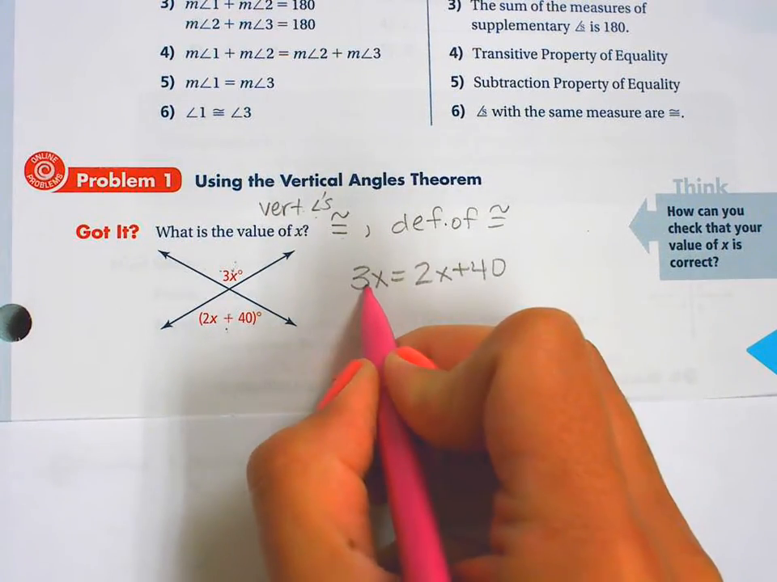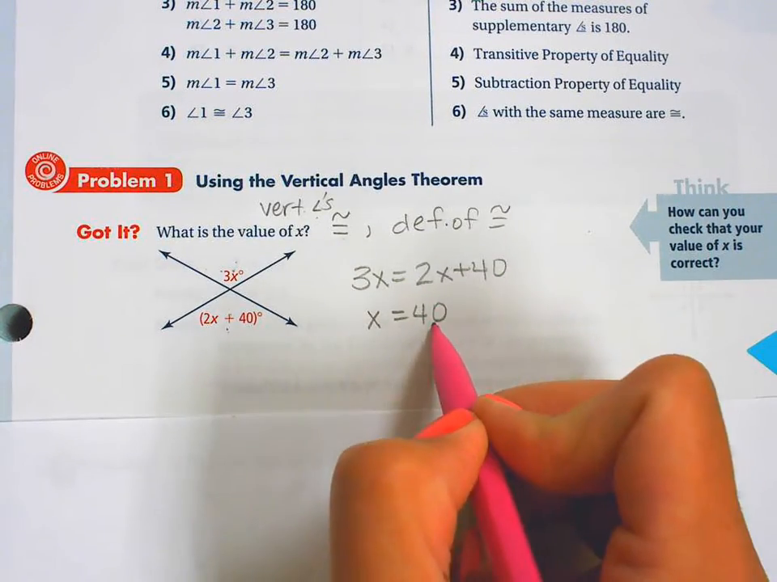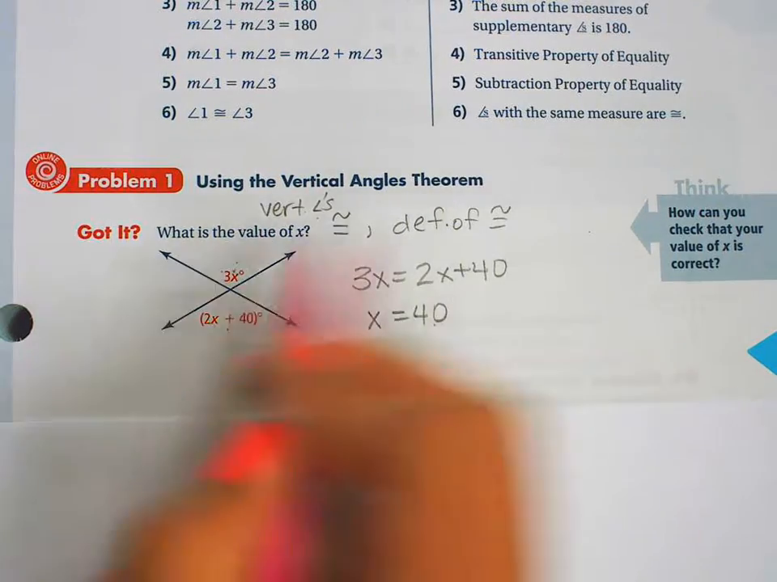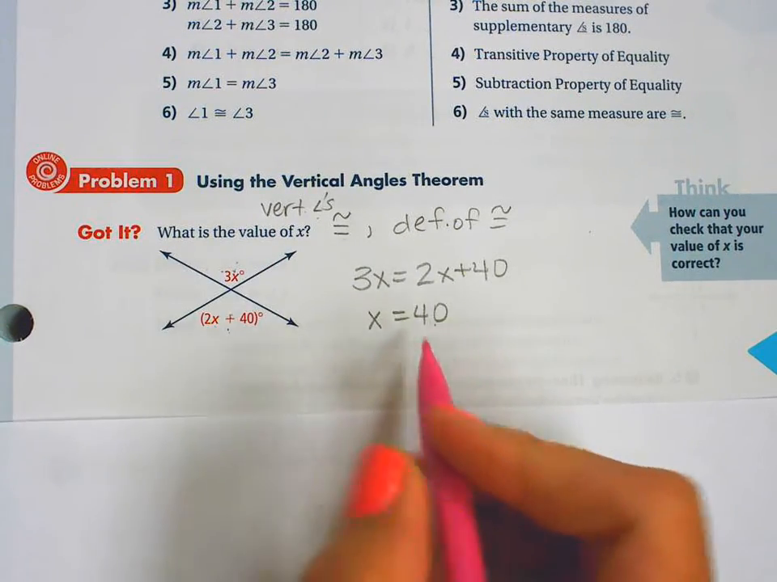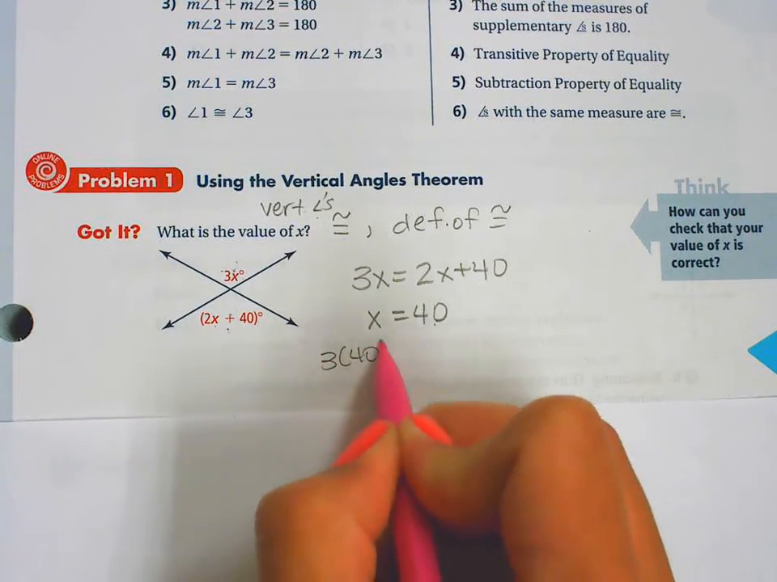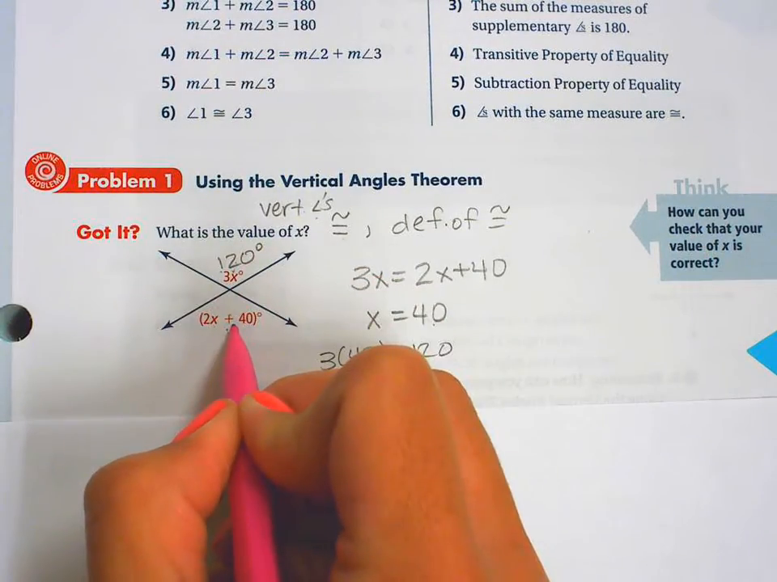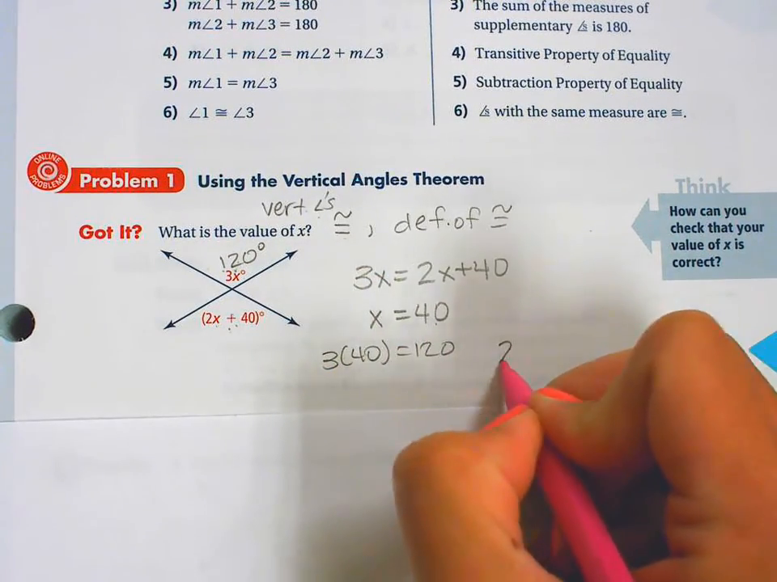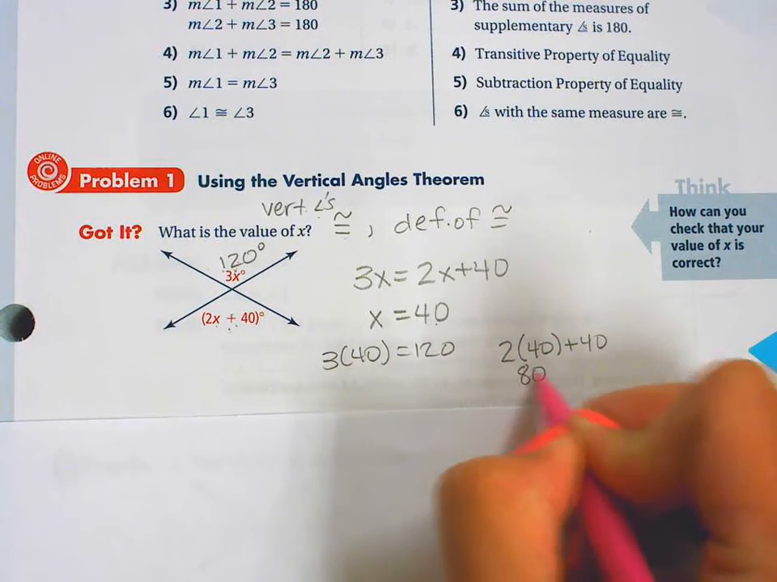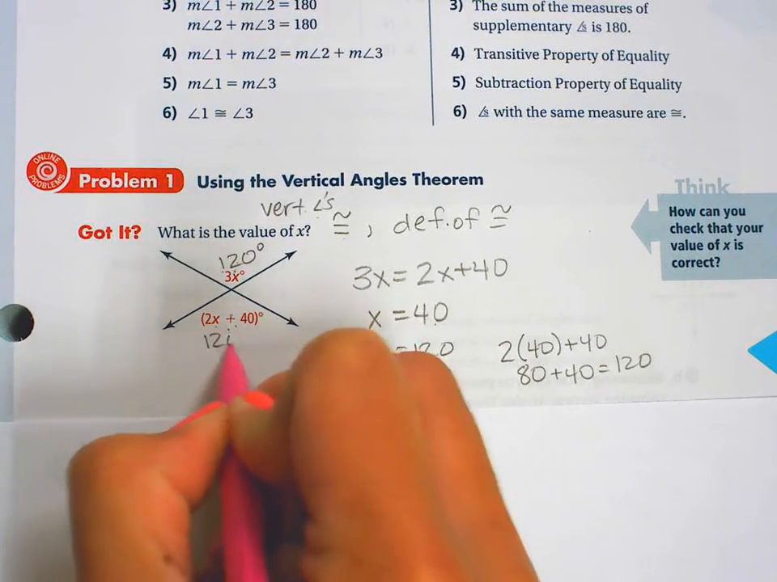I would subtract 2x over to that side and get x equals 40. So I have x, then I need to substitute x to find the actual measure of the angles. It doesn't say to do that, but I want you guys to see how to do that. So for this top angle, it would be 3 times x. So 3 times 40, 120. The other angle across should be the same, but let's just check by plugging in 2 times 40 plus 40, just to make sure. 80 plus 40 equals 120. So it does work. They should come out to be the same.